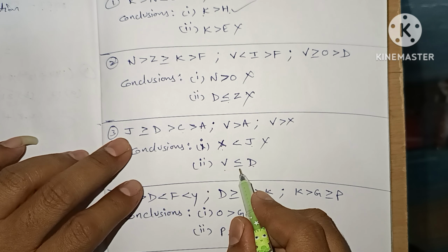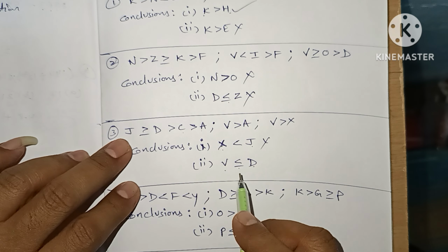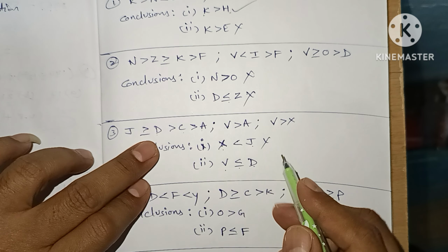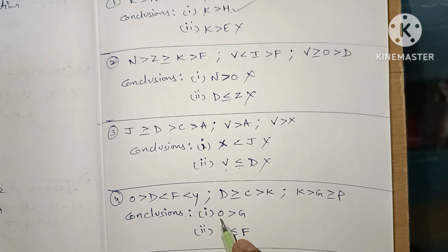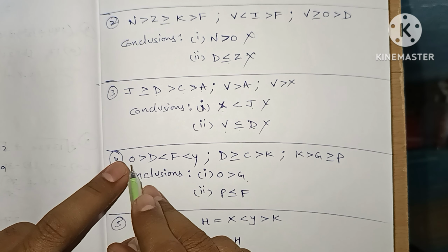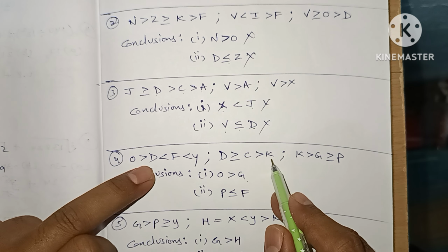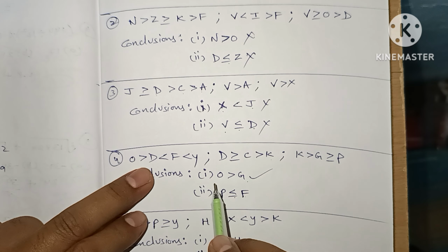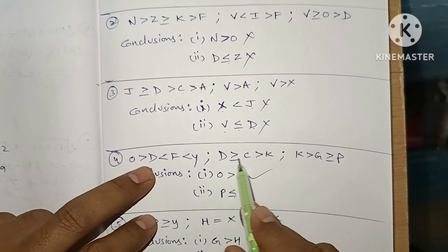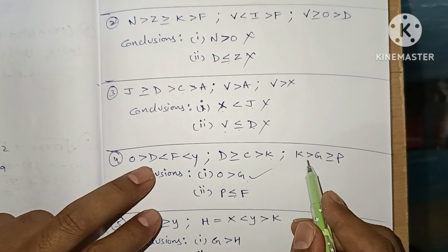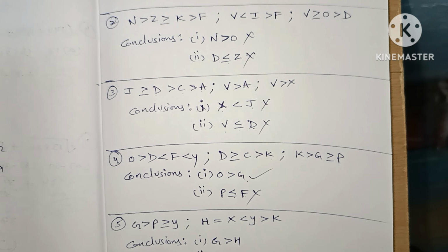D to V everywhere with equal to also. Where is D? D to C, C to A is possible. A to V is not possible, false. Okay, let's see the fourth one, O to G. O to D is possible, D to C, C to K, K to G, it is 2. F to P with equal to also. Where is F? F to D is possible, D to C, K is possible, K to P is possible, but there is no equal to in this, so this will be false.